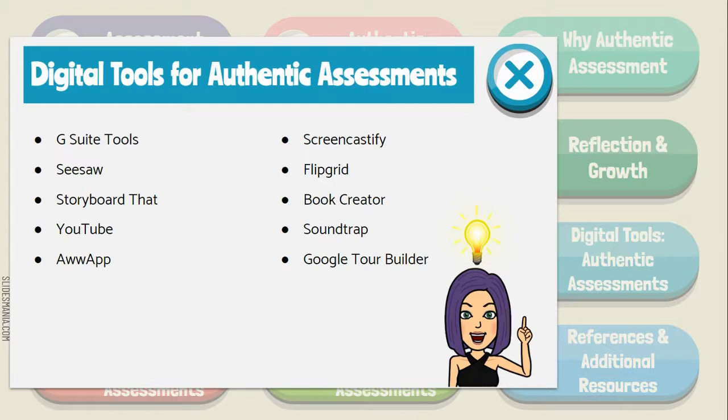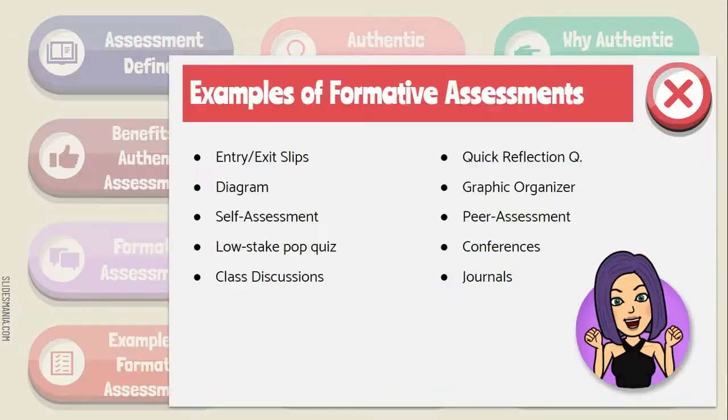Flipgrid is great for both authentic assessments, for longer oral presentations, as well as for just short reflective formative assessments, depending on your question. Book Creator, they can create online books or handbooks that they've put together. Soundtrap is great for podcasts. And like I mentioned, the Google Tour Builder, right? And these are just some of the most common ones that we've used, but there are a lot of other digital tools out there that you could use at all times.